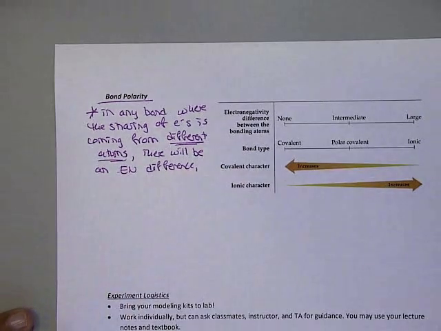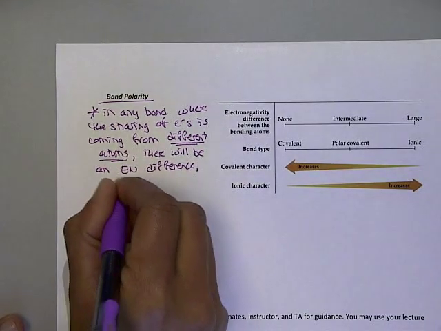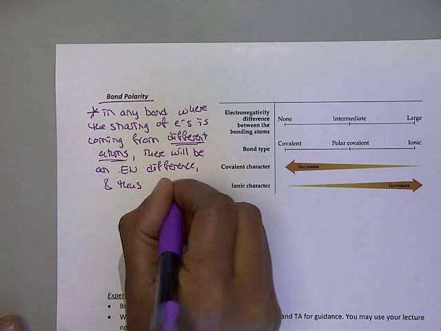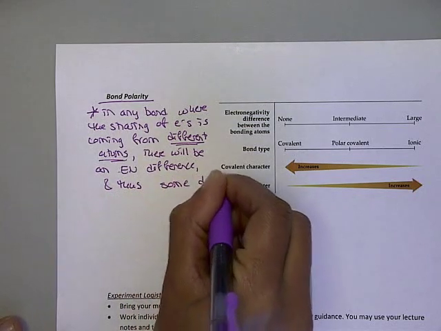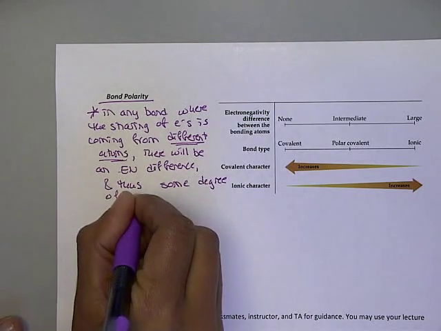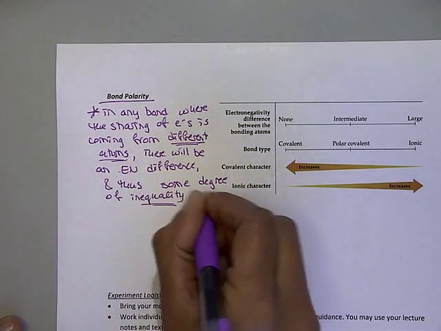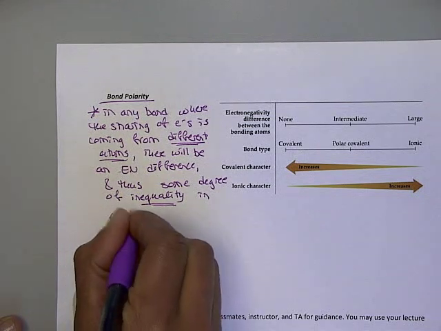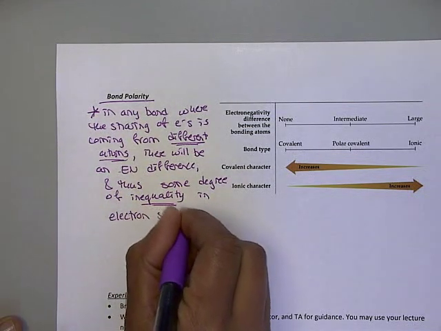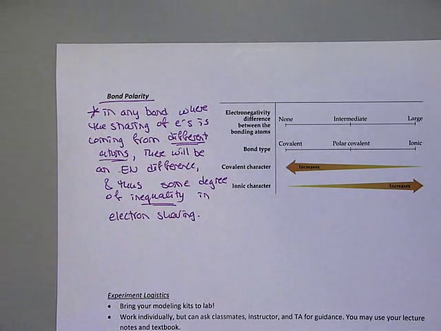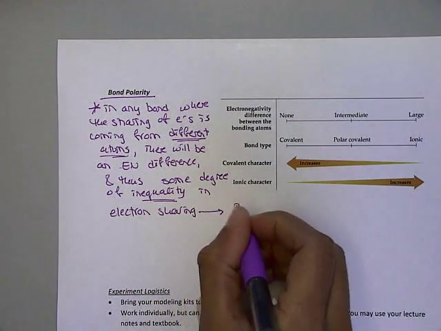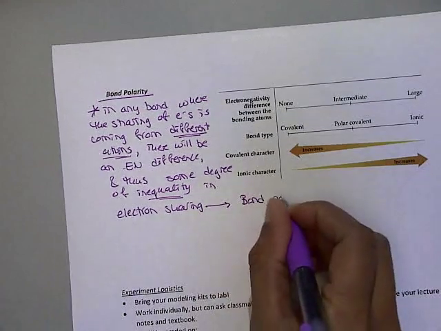And once you have an electronegativity difference, you'll have some degree of inequality in electron sharing. Almost think of it as ownership. You never have a 50-50 ownership unless they're the same atoms. If they're different atoms, you have different degrees of ownership, and that results in a different degree of bond polarity.